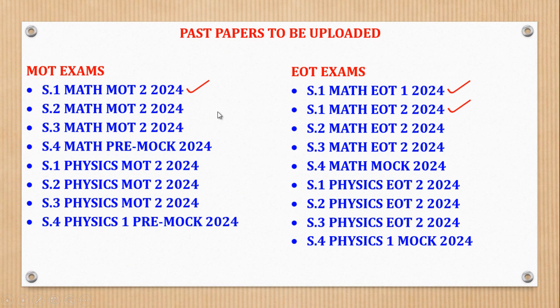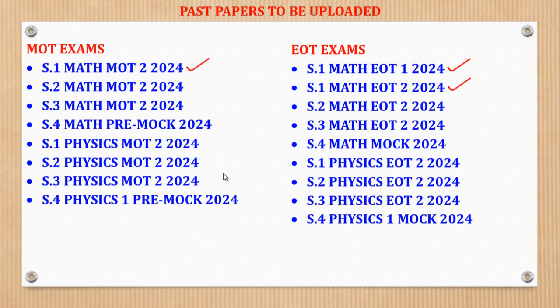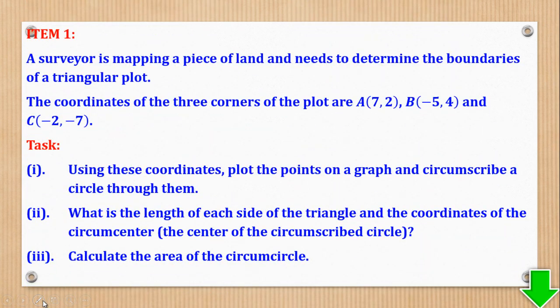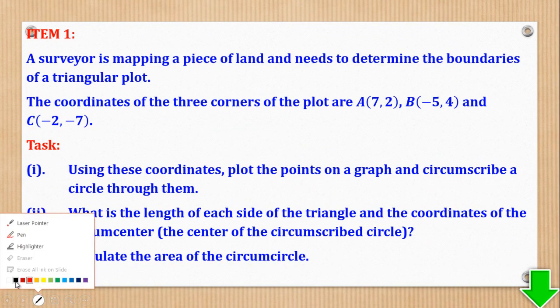So the text shows our progress, what we have uploaded so far. And what is not yet ticked shows what we are yet to upload. So just start with item 1.